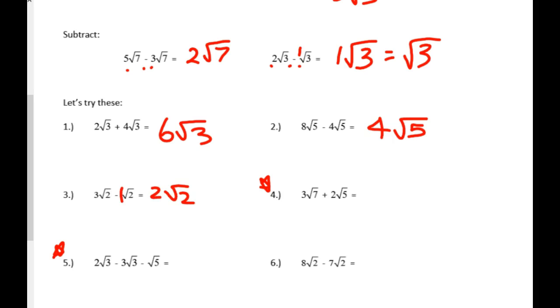Now 4 is tricky. Does everyone see there's a different square root and a different square root? Just like when there's x's and y's. You can't combine them if they're different. So is everyone looking? 3 square root of 7 plus 2 square root of 5. Just rewrite it. Can't do anything with that. Don't put 5 square root of 12. You can't do that. You can't add the square root signs. Okay?